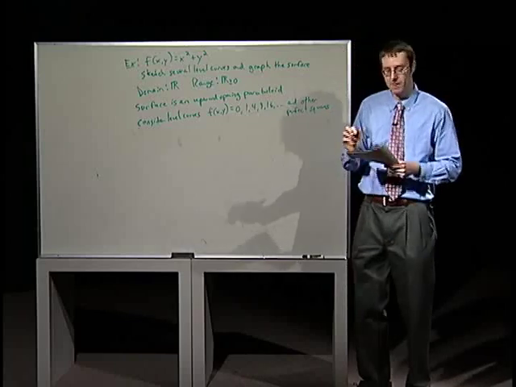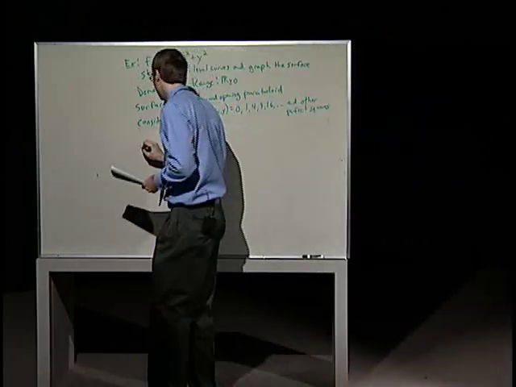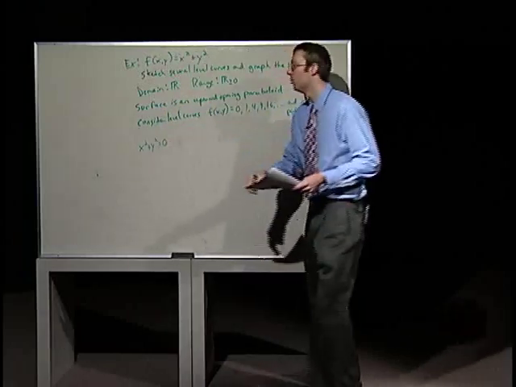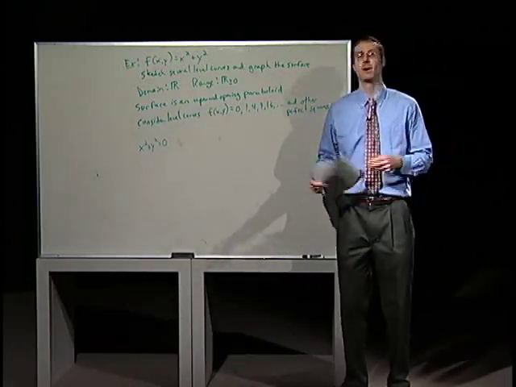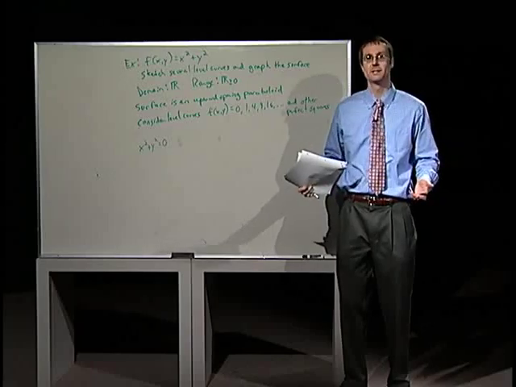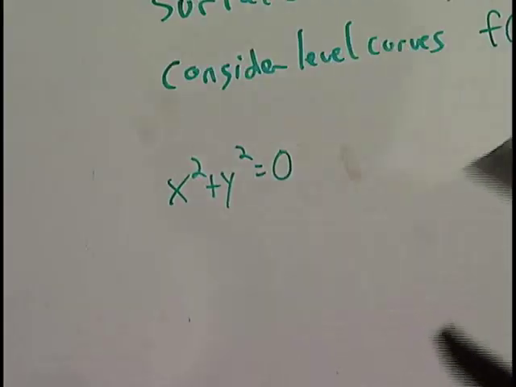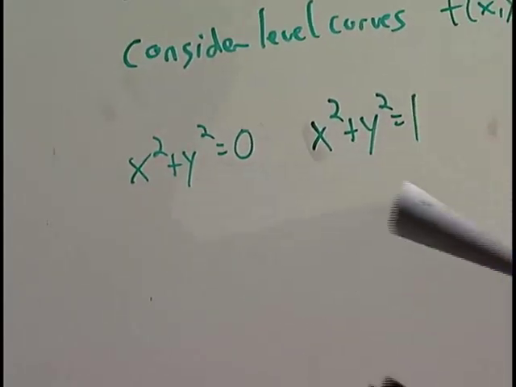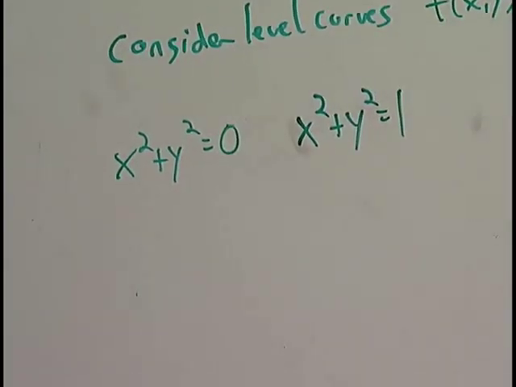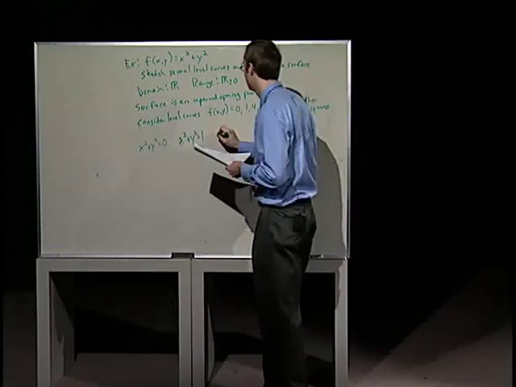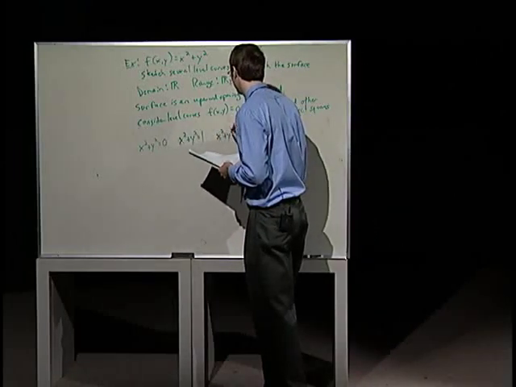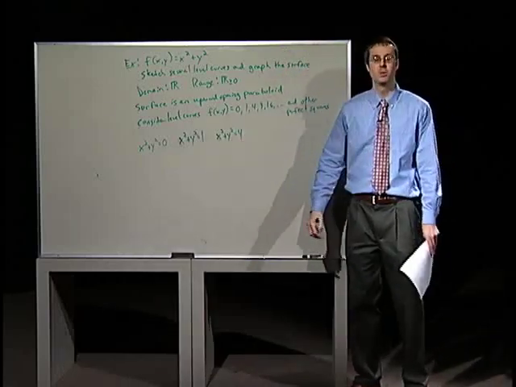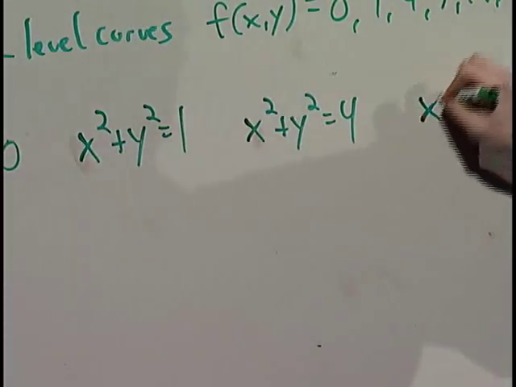Ask yourself, why would I do that? Think about what I've got then. I've got x squared plus y squared equals 0. What is that? It's the degenerate equation of a circle with radius 0, which is the point 0, 0. That's kind of dumb, but then x squared plus y squared equals 1 is a circle of radius 1, centered at 0, 0. Equal to 4 gives me a circle of radius 2, centered at 0, 0. And you get the point of this.